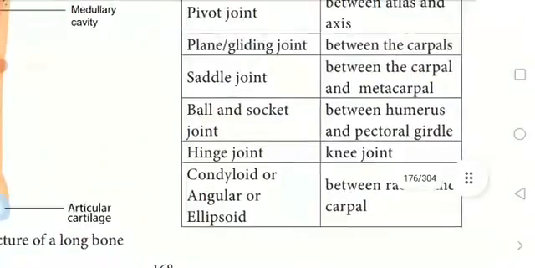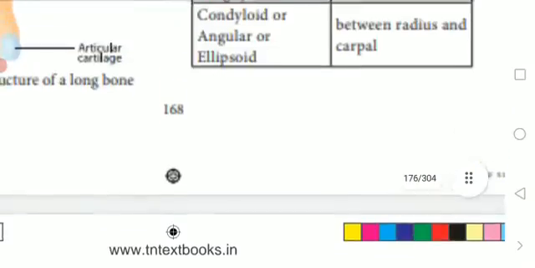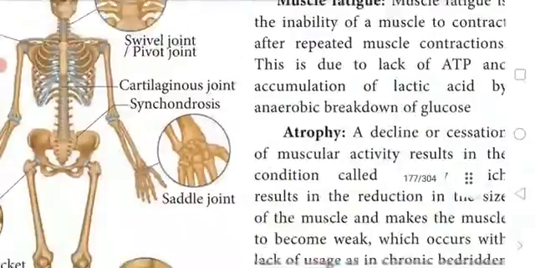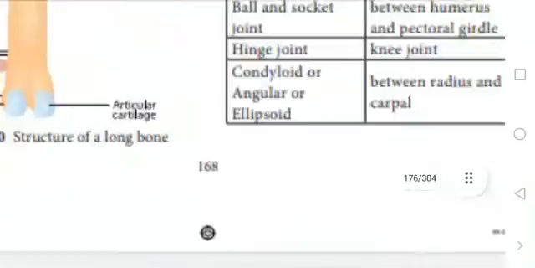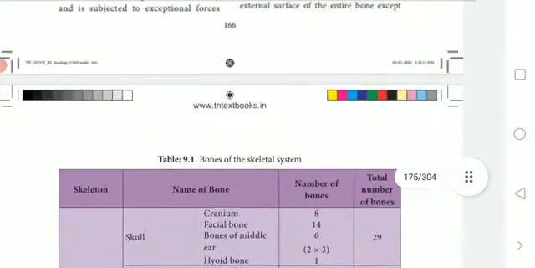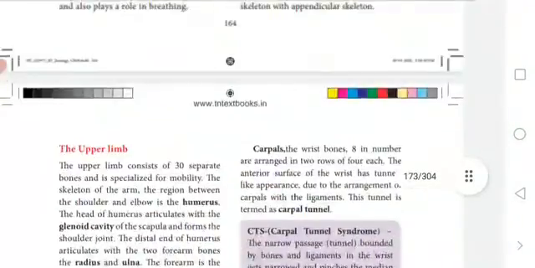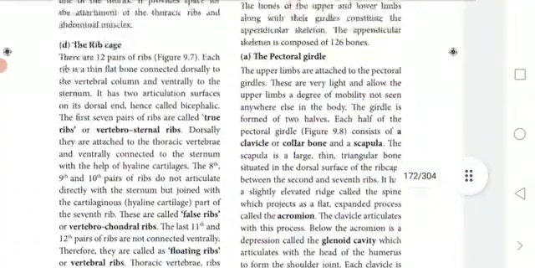With this we have completed the chapter. Remaining topics are all omitted or reduced topics, just go through. With this video we have completed chapter 8. If you have doubts, we can discuss in the direct class.